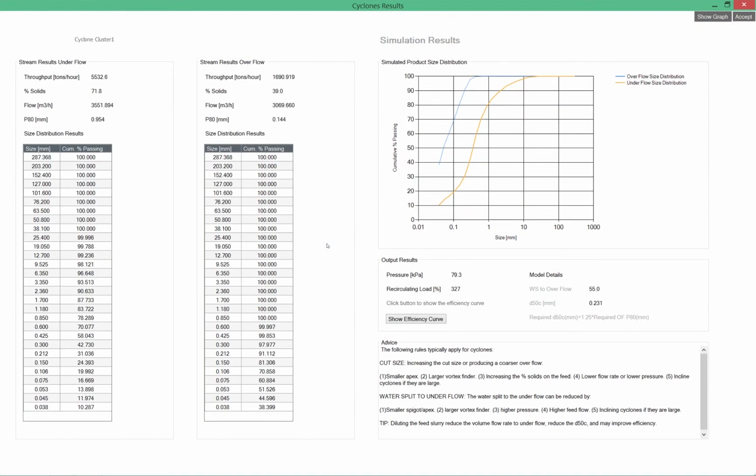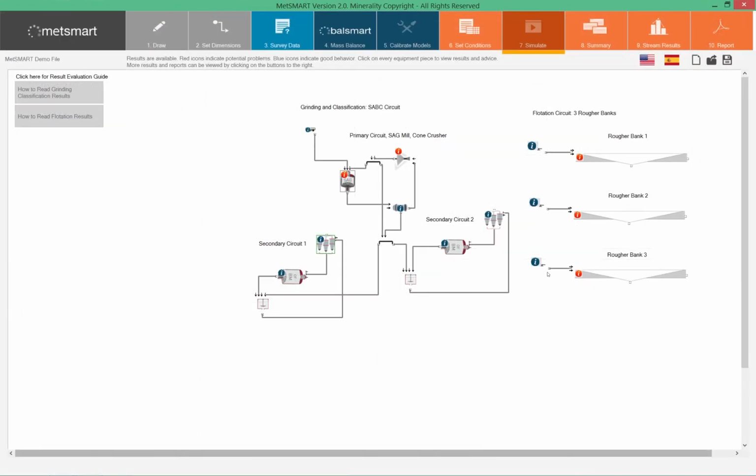In our cyclone, you can see that we have quite an effective operation here with our percent solids within ranges and our P80 of 144 micron. Okay. There are some errors in the flotation, but we will address that later on in the demo exercises.